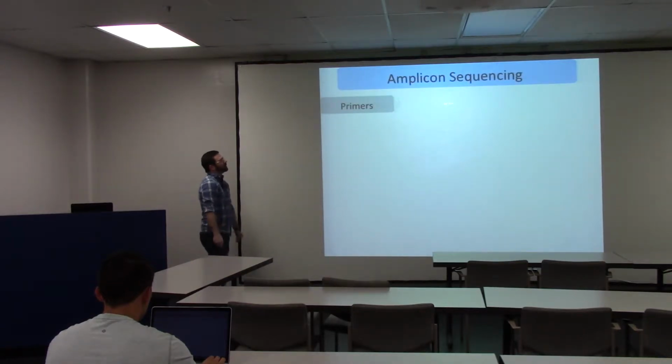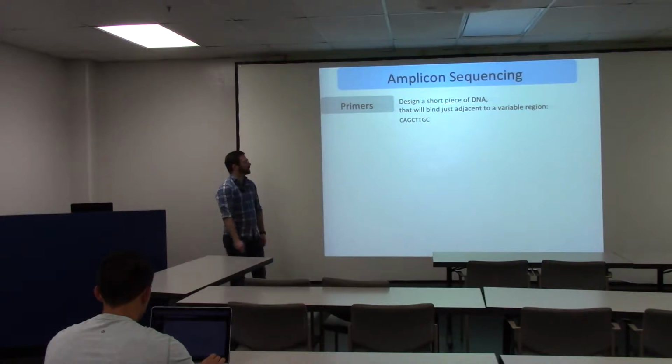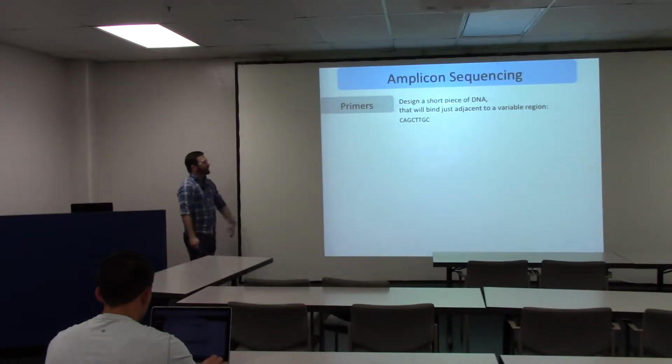Okay, this is accomplished via amplicon sequencing. So you design a primer, as I said, just a short piece of DNA. It looks like this. This is not an actual primer, but a piece of an actual primer that binds just adjacent to a variable region.